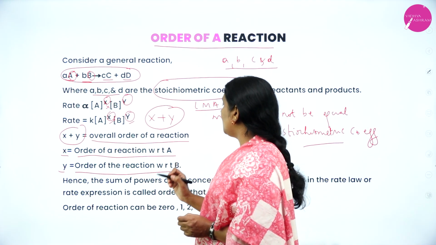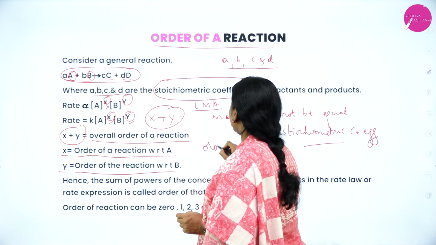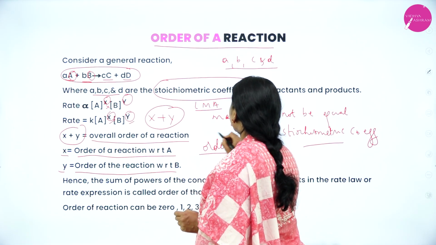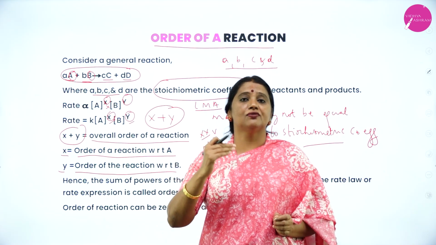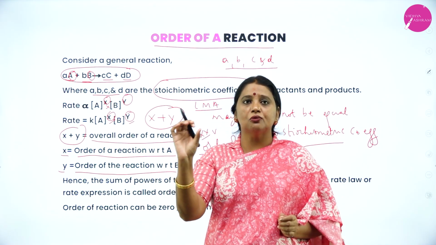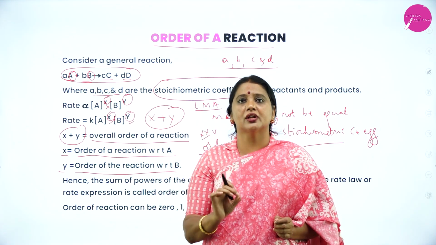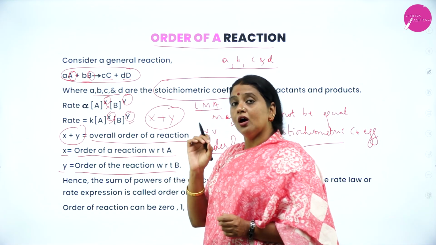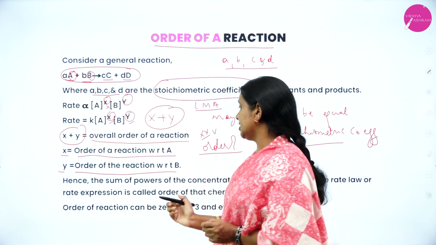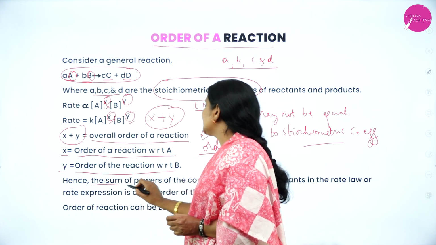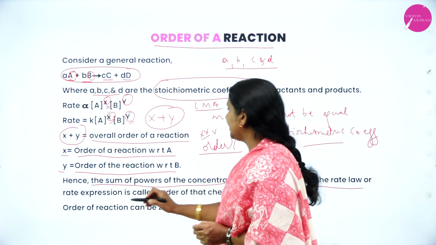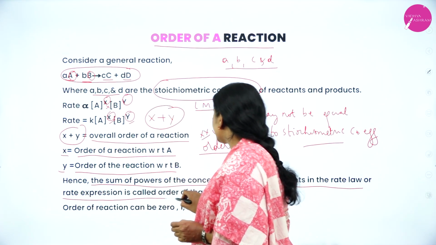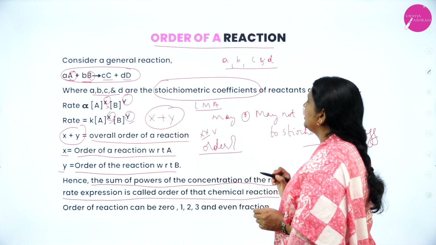Therefore, what is order, or define the order of the reaction? It is a very, very important question for your board exam as well as for competitive exams. They will give one equation and you have to find out the order of the reaction. Order of the reaction is defined as the sum of the powers of the concentrations of the reactants in the rate law, that is the rate expression.